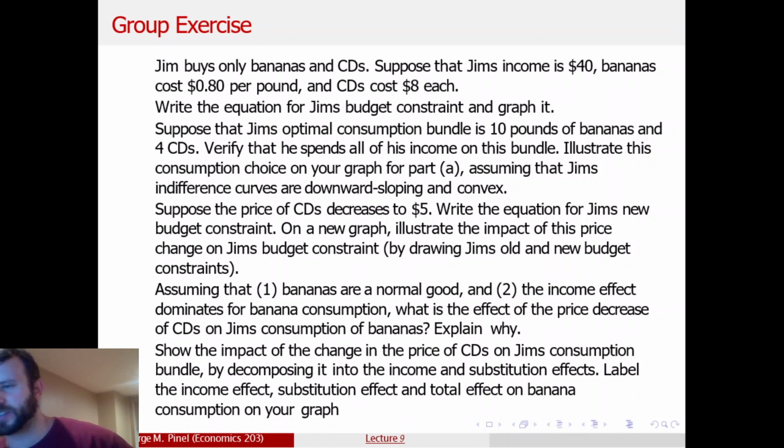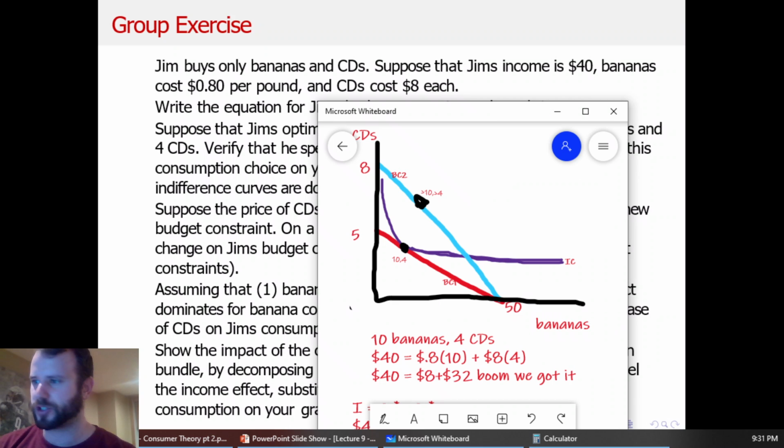Show the income effect. Show the impact of a change in price of CDs on Jim's consumption bundle by decomposing it into the substitution and income effects. Label the income effect, the substitution effect, and total effect of bananas on consumption on your graph. Okay, so what I want is a budget constraint that has the same exact slope, the same price ratio as the blue budget constraint, budget constraint 2, but that is tangent to this purple indifference curve. Okay.